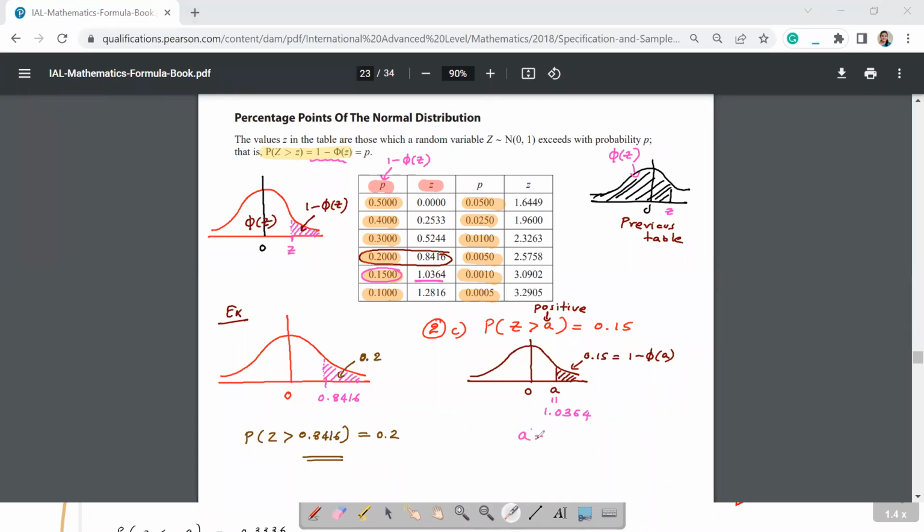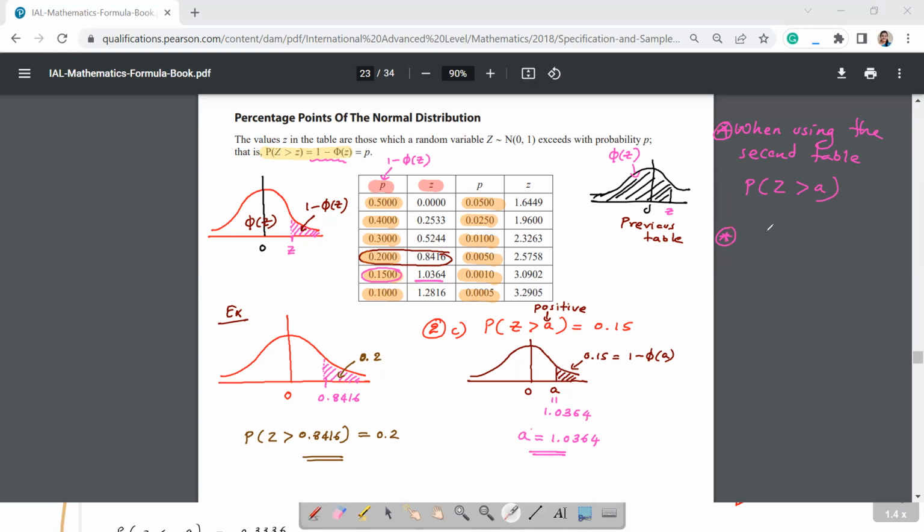So our A value here is 1.0364. We know the A is positive, so that's it. The important thing in the second table is that we need to keep the format probability Z is greater than A. Can you see? So this is the format for the second table.